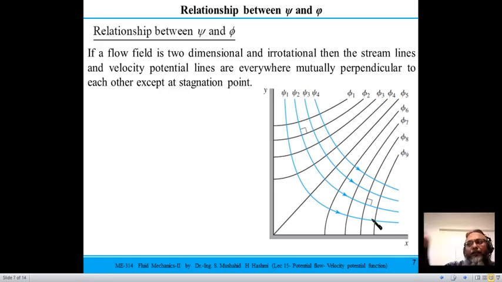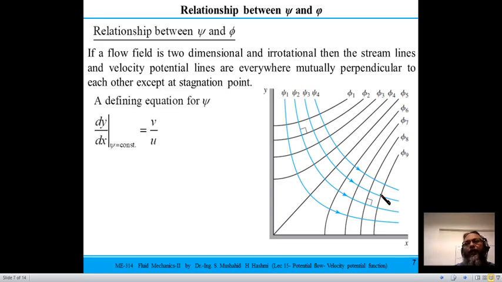So we can say that these two functions are orthogonal functions, and obviously at some point, let's say this is a stagnation point, we cannot define the stream function, so this orthogonality doesn't exist. But otherwise, in the whole flow region, the streamlines and velocity potential lines would be orthogonal, and we can see it mathematically as well.